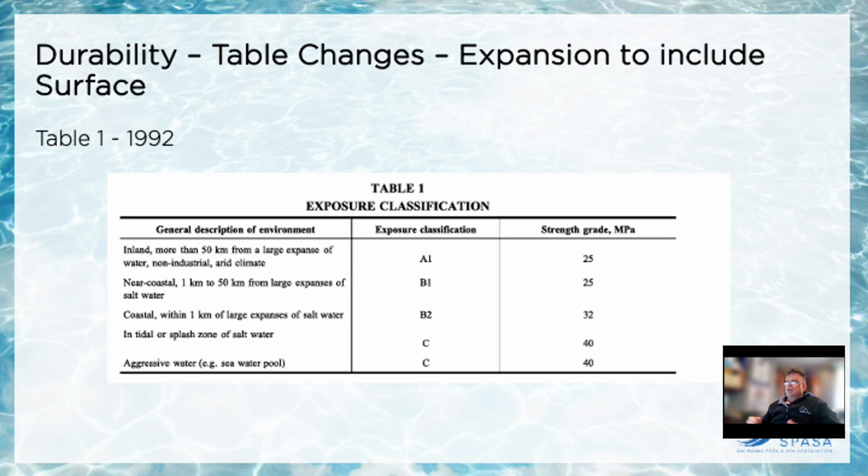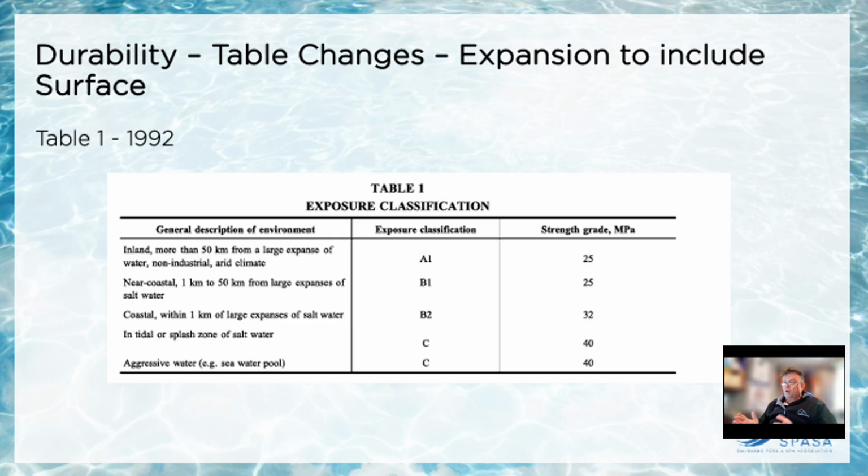Now, this is, again, durability. There's a table change, and there's expansion to include surface. So this is what the table actually showed back in 1992. As you can see, it's fairly straightforward. What it does is, the exposure classification that you're looking for here is in the little table, the column in the middle.